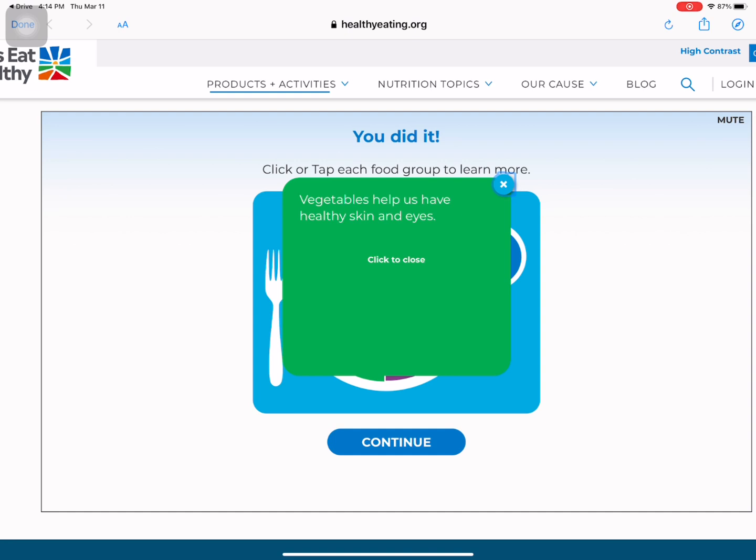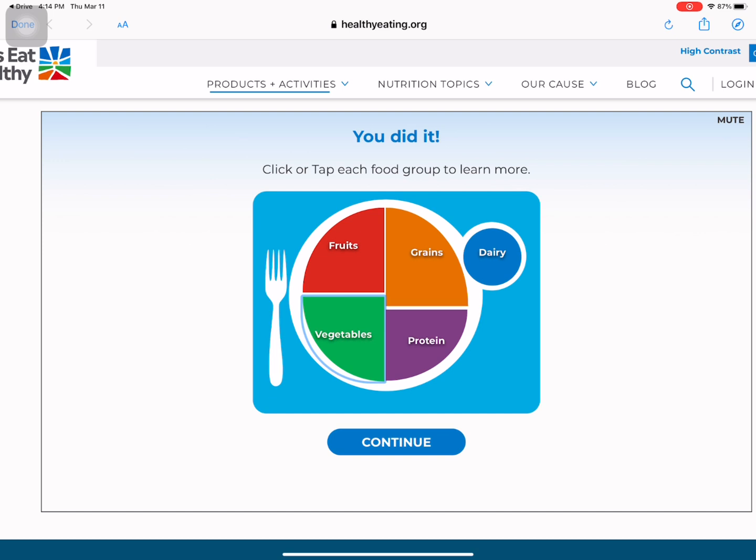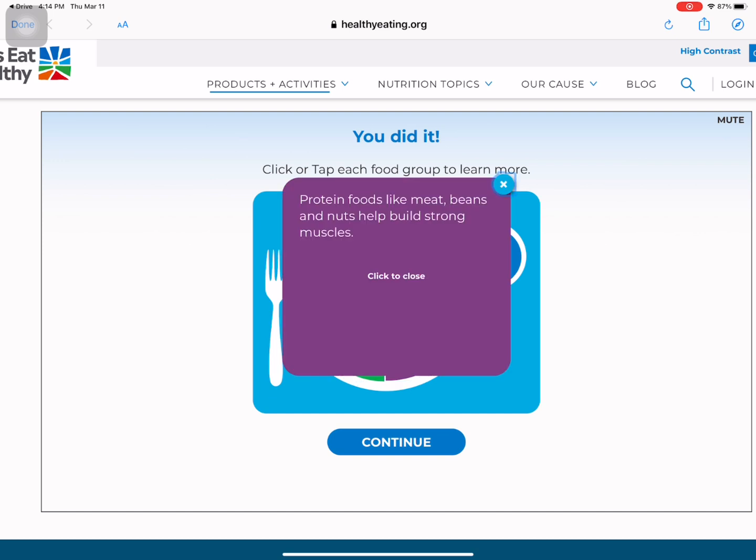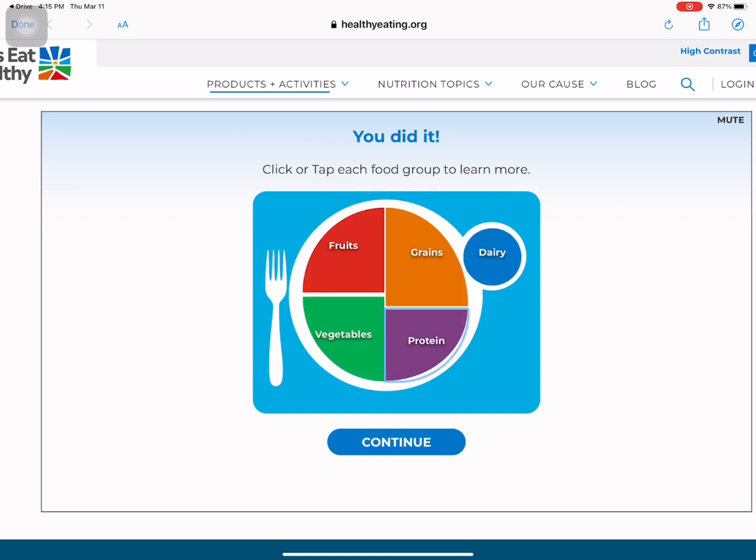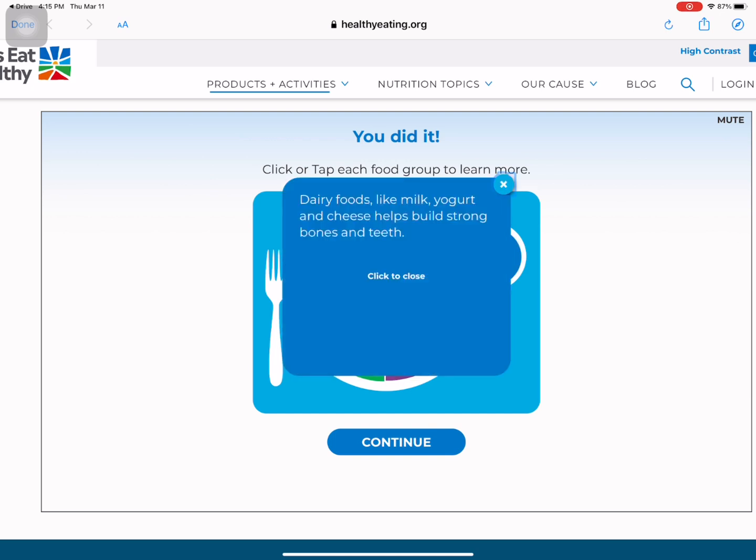Vegetables help us have healthy skin and eyes. Protein foods like meat, beans, and nuts help build strong muscles. Dairy foods like milk, yogurt, and cheese help us build strong bones and teeth.